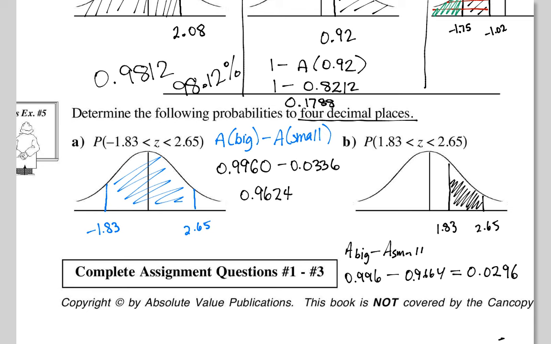Okay, questions 1 to 3. We'll finish off this lesson tomorrow. And we'll do the quiz tomorrow.